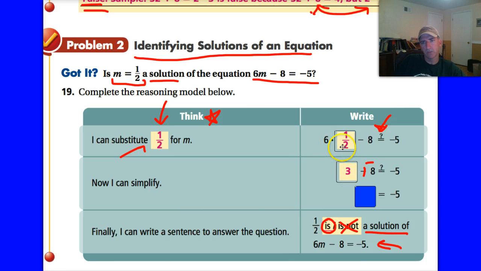All right, 6 times 1/2 is 3. 3, it's minus 8, but again, if you think in terms of addition, which I encourage you to do, we'll deal with that later, plus -8. All right, 3 plus -8 is -5. Therefore, down here, you circle that it is a solution. All right, 1/2 is a solution of 6m minus 8 equals -5.